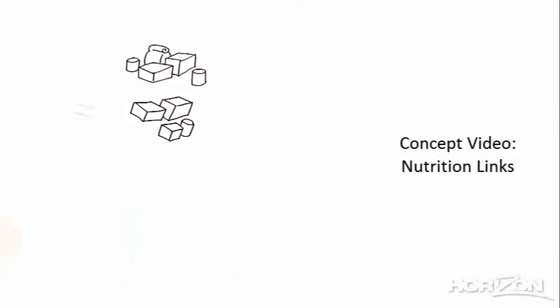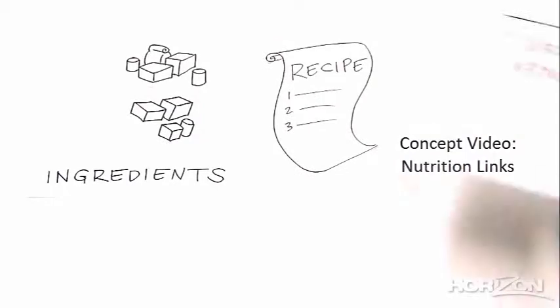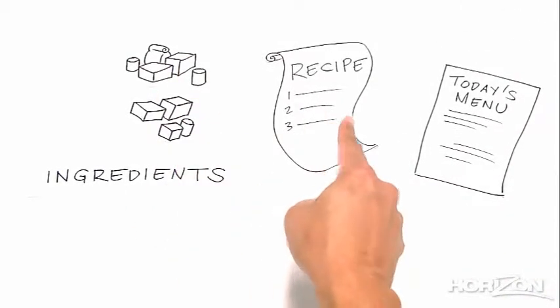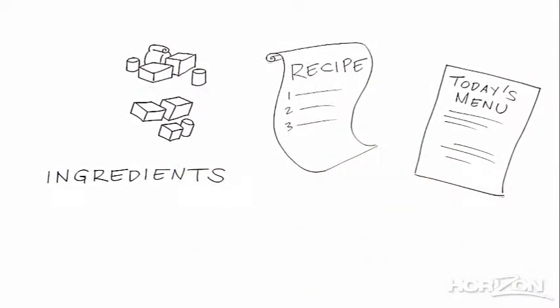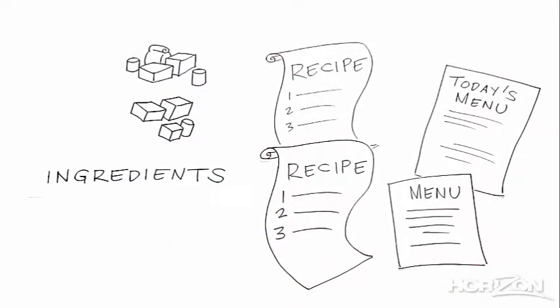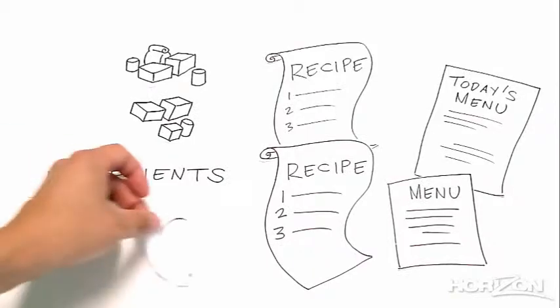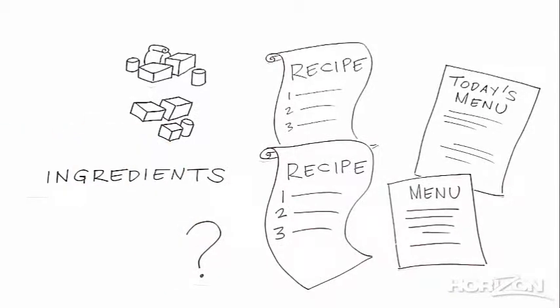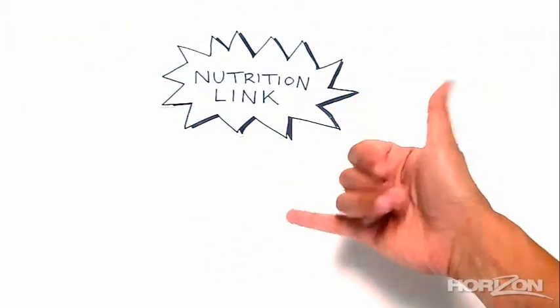Individual ingredients contribute to the overall nutritional and cost compliancy of the recipe and menu they're used in. Because an ingredient can be used in different amounts in many different recipes, it's important that the software have a solid foundation for understanding the basic characteristics of each ingredient. To do this, we'll use nutrition links.